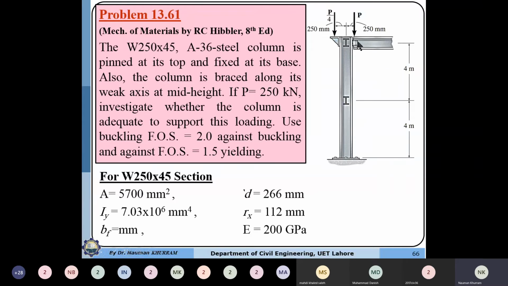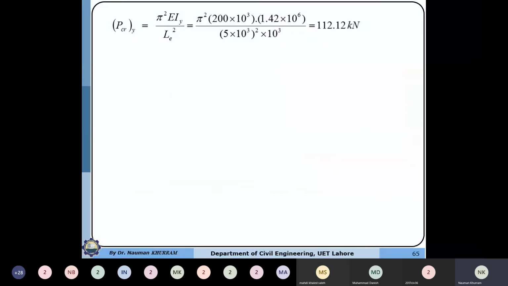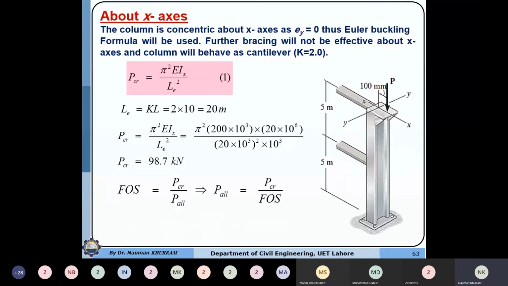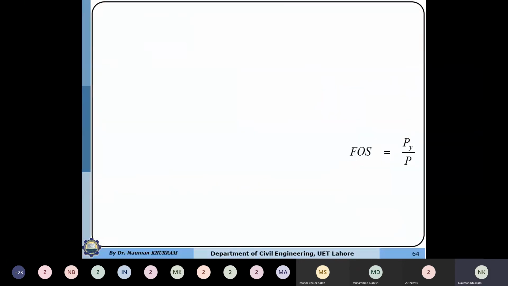And about the weaker axis, the load is concentric, and you have to determine the critical segment by using this segment and also using this segment. So the solution will be the same as the solution given in problem 13.53.